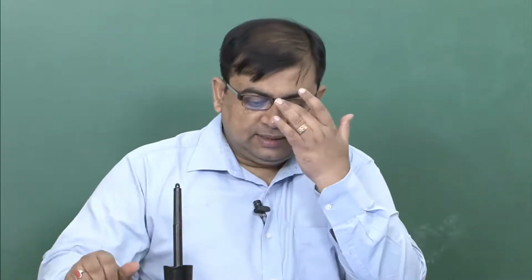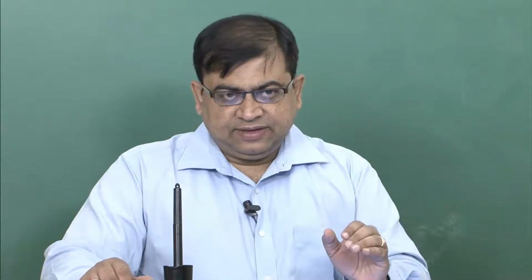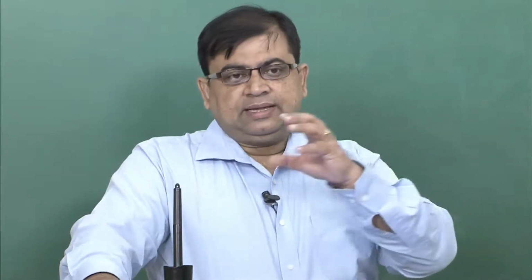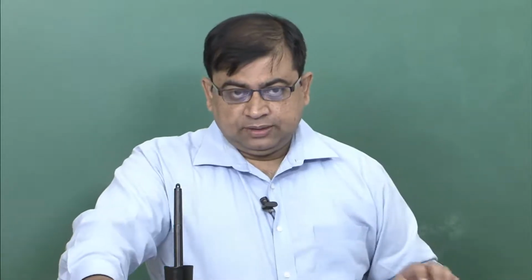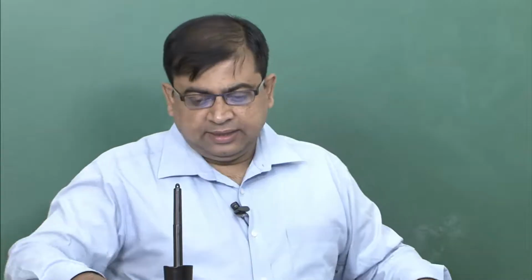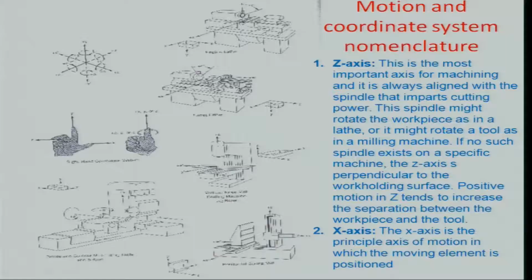Okay. And these are nomenclatures, standard conventions used the world over to produce NC systems, which would generate how this part would move relatively with respect to the tool, or the working tool, in such an NC machine. The first movement which is recorded is typically along the Z axis, which is the most important axis for machining, and it is always aligned with the spindle that imparts the cutting power.